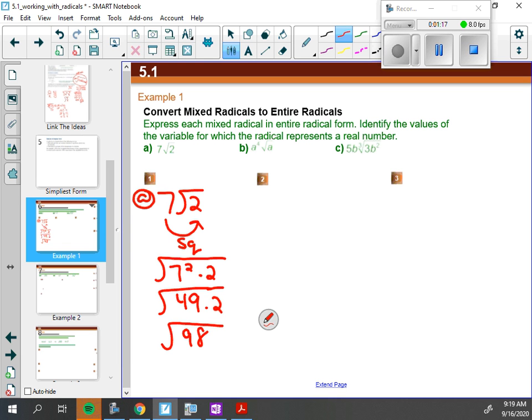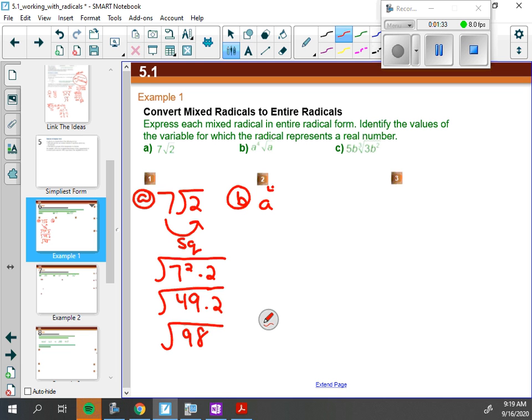If you wanted to check on your calculator, you just go 7 square root 2. You don't have to use multiplication. Some people go 7 multiplied by square root 2. You don't have to. Enter 7 square root 2 in your calculator, and then square root 98, and you're going to get the same decimal.